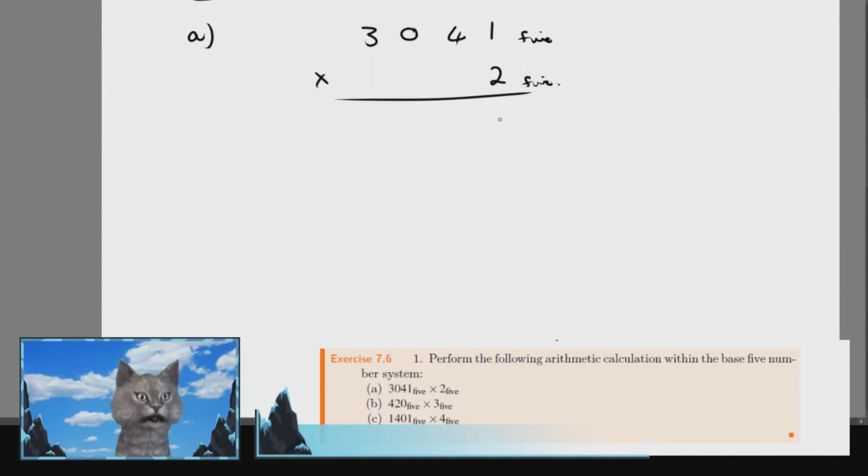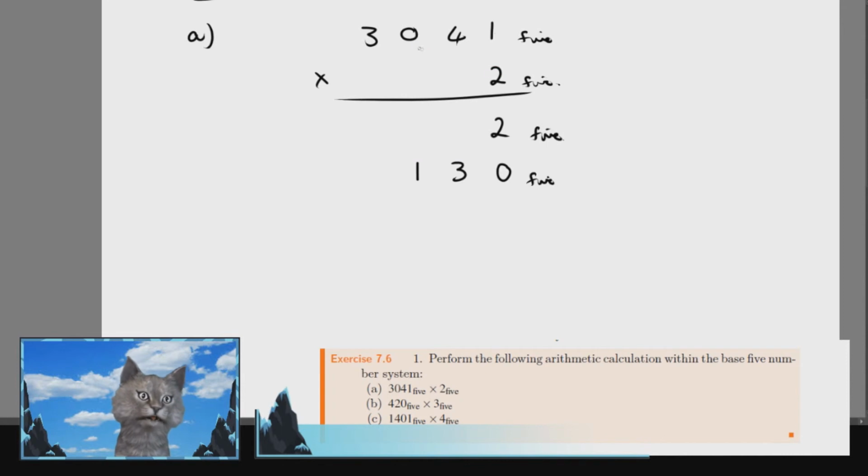2 times 1 is 2. So now I'm going to multiply the 2 with the 4, so my answer is going to start there. So I'm going to pad it with a 0. Now I'm going to do 2 times 4. 2 times 4 is 8. I can't write an 8. This is a base 5 system. There's no symbol for 8. 8 is 1 group of 5, 3 left over.